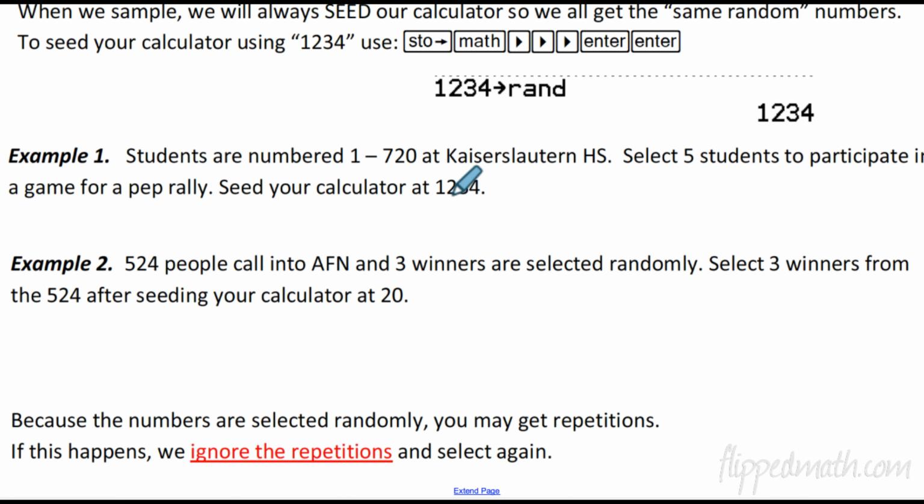Seed your calculator to this so we can all get the same answers and just to make sure we're doing it correctly. But as I said, I want to emphasize, in practice, we would not do this. So that being said, students are numbered 1 through 720 at Kaiserslautern High School. Select 5 students to participate in a game for a pep rally.